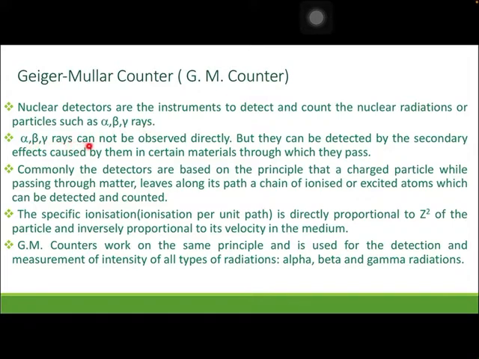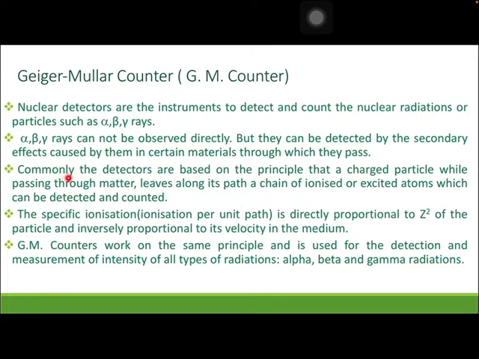Alpha, beta, gamma rays cannot be observed directly. So all of us know that. They are very tiny particles and with any direct method they are not detectable. But they can be detected by the secondary effects caused by them in certain materials through which they pass. Okay, and one of the very prominent properties is nothing but the ionization.